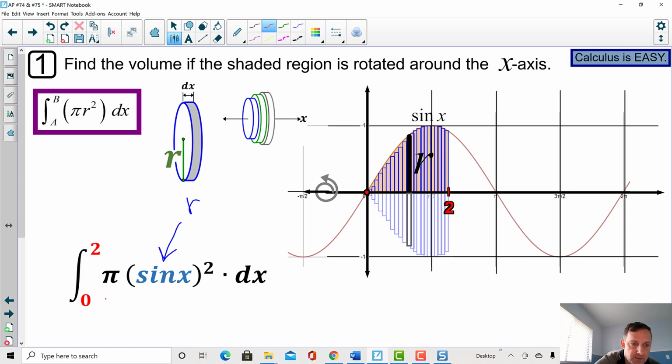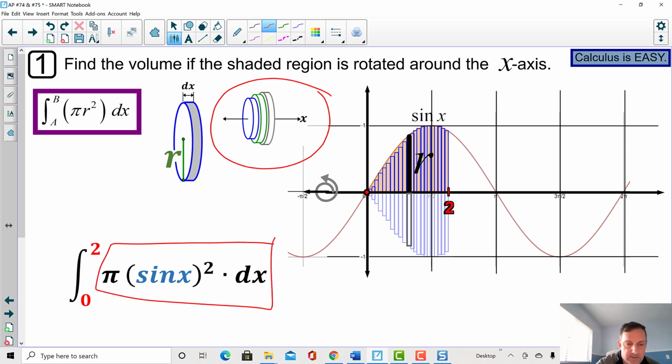And just as a reminder, we're filling in these disks from x equals 0 all the way to x equals 2. So it's going to be this kind of picture here. We're just going to have a bunch of disks, and this is the volume of one disk. It's going to be pi r squared times the height, and the r is sine of x minus 0, which is top minus bottom. And so that's why it's just going to be a sine of x.